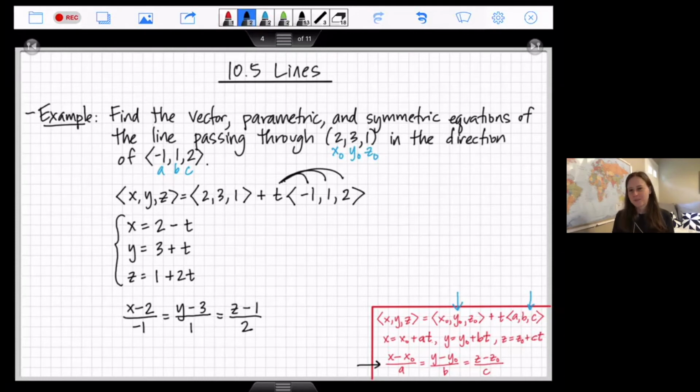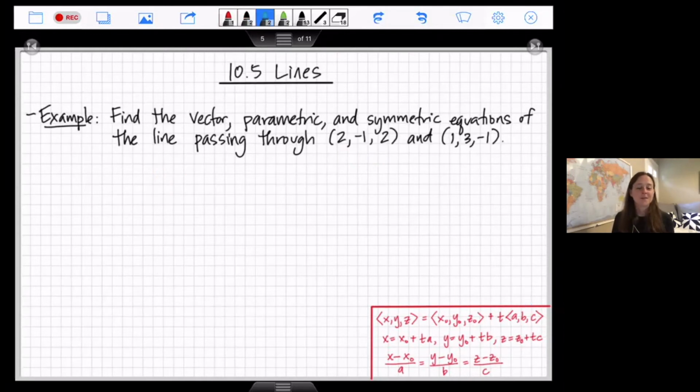All right, let's try one more. Let's find the vector, parametric, and symmetric equations of the line passing through these 2 points. Instead of giving us a point and a direction vector, they've given us 2 points. We know how to find a vector between 2 points, so it's just one extra little step, calculating that vector. Our x naught, y naught, z naught that we need for all three of these formulas can be either one of these 2 points. They're both valid choices. Your answers will look a little bit different if you pick the second point and I do the first point, but they will both describe the same exact line in R3.